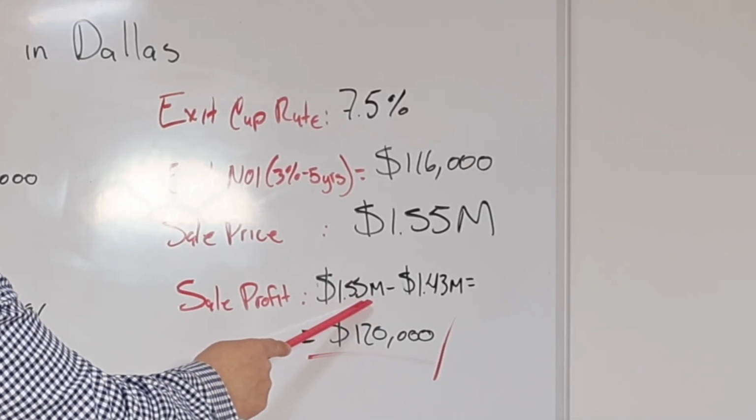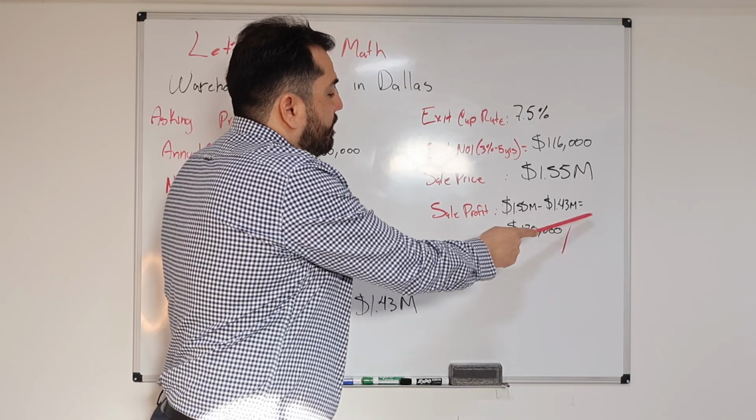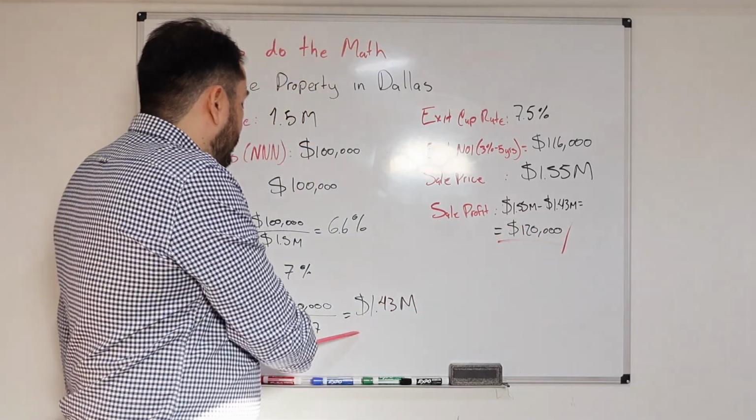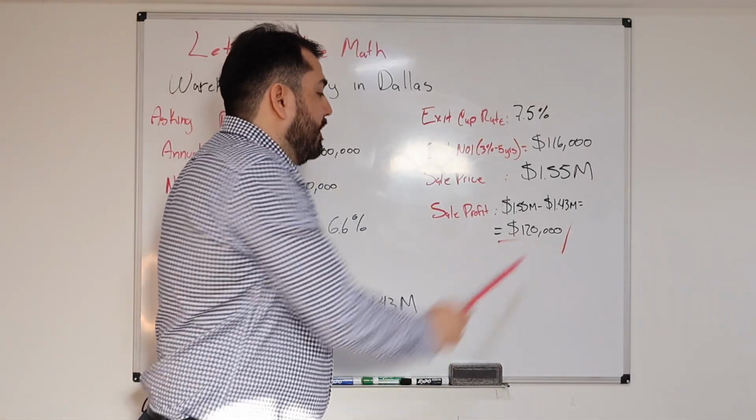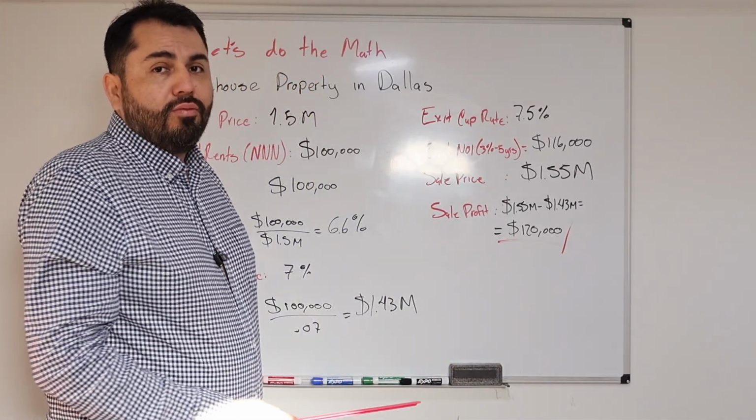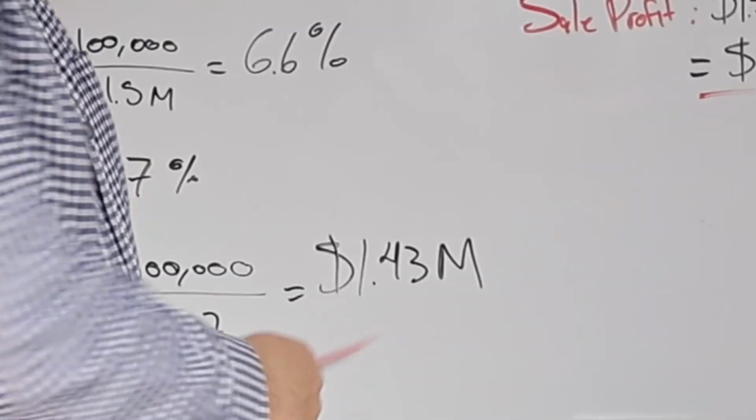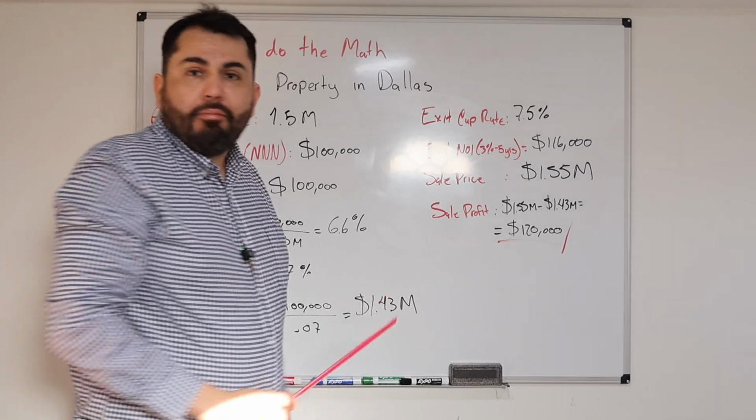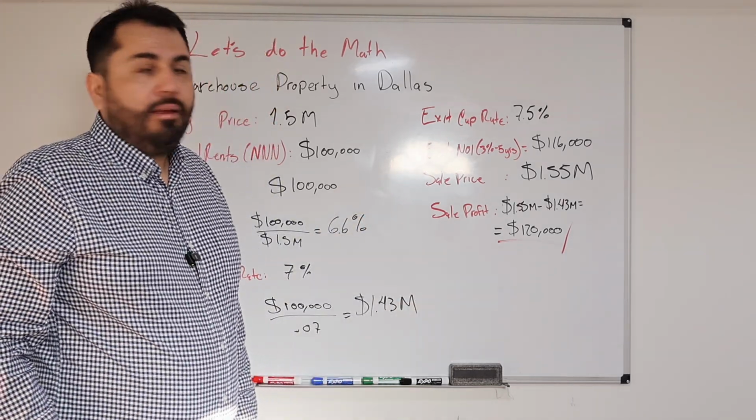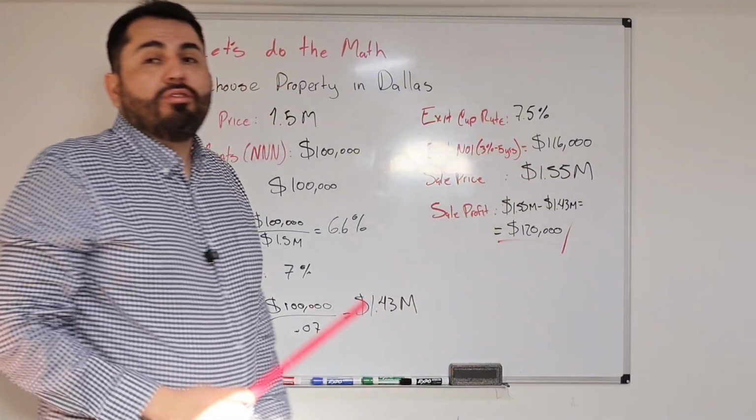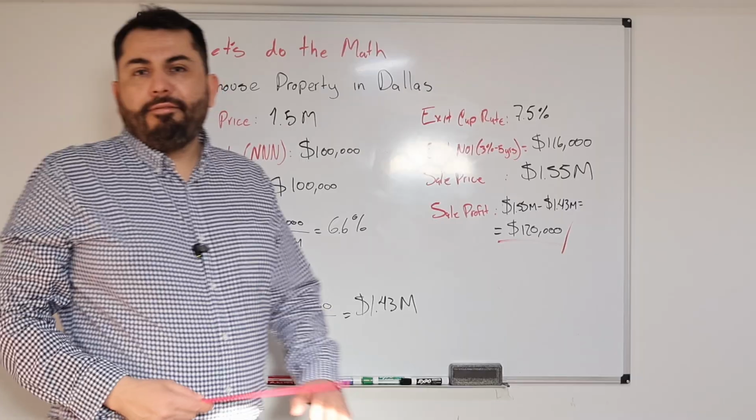What will be the profit on the sale? Since we sell for 1.55 million, and then we subtract the purchase price, we have a profit of $120,000. That's just for the sale, and it doesn't count the cash flow of the rents. The thing is, even if the cap rate went higher, we can make a profit, because it's also influenced by the NOI. Okay, so this is the fastest way.